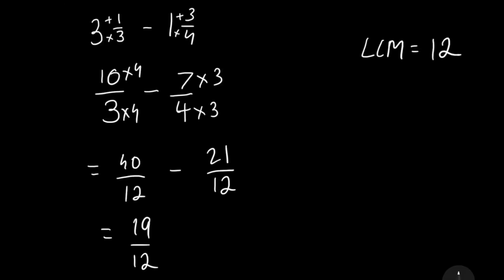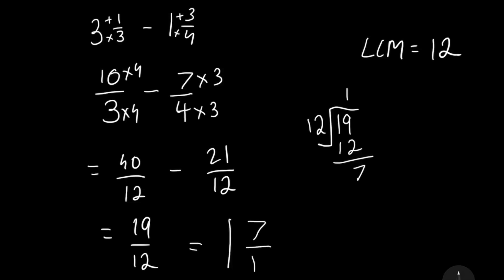19 upon 12. Now you can further convert this into a mixed number, or it can remain as it is. So into a mixed number, it will be 19 divided by 12. So 12 into 1 is 12, and the remainder will become 7. So it is 1 and 7 upon 12.